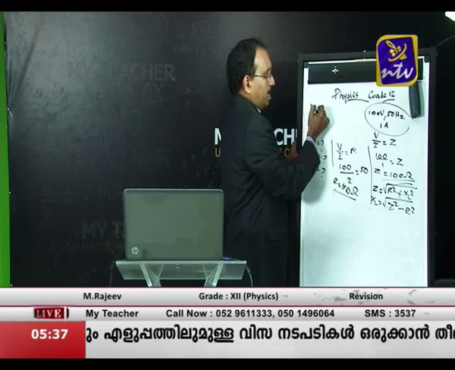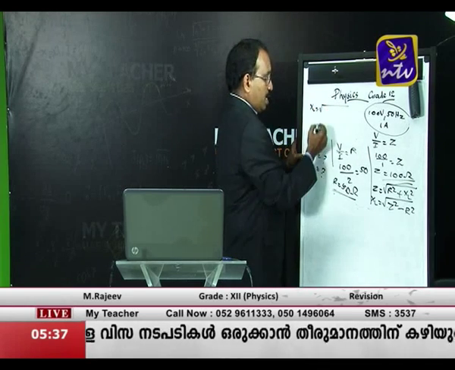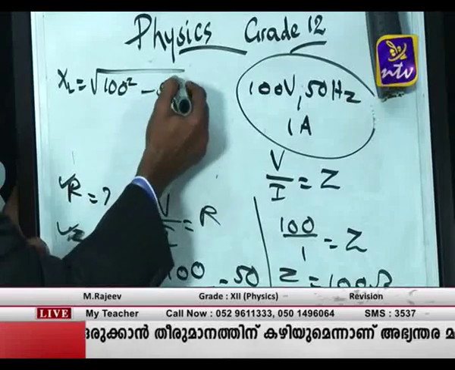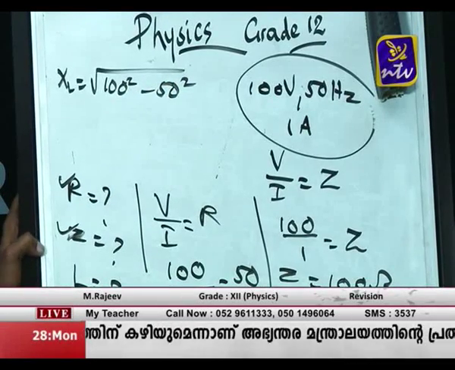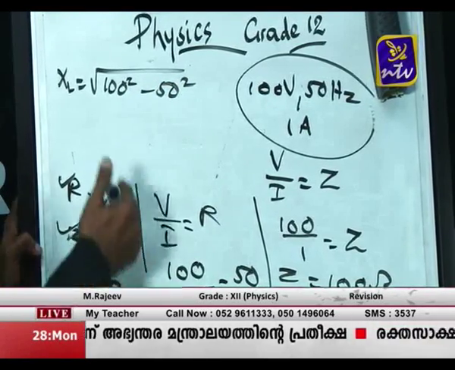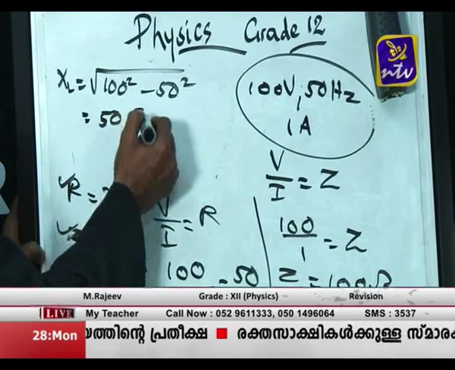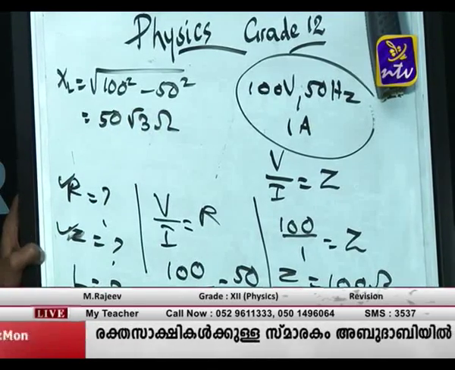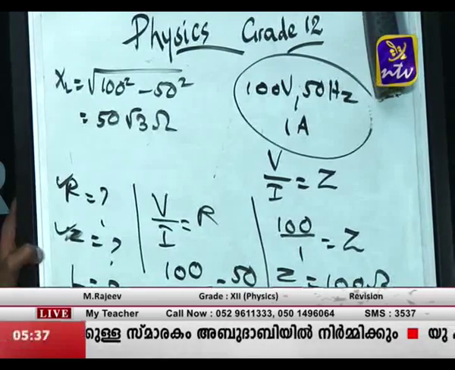Therefore what will be XL? XL is root of 100 squared minus 50 squared. Correct. So this is what you are getting, and you will get the answer as 50 root 3 ohms. That is reactance. If you know the reactance, what's the question?